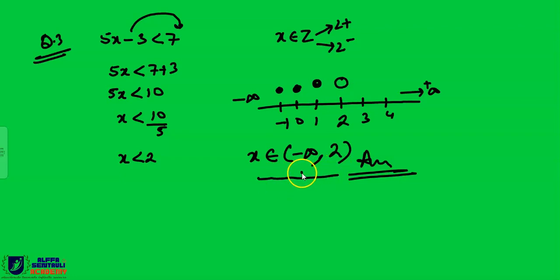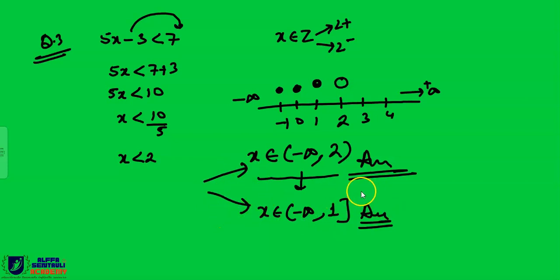This answer can be written in another form: x belongs to minus infinity to 1. Here I am including 1 in my solution. So you can write your answer in this way also. The meaning of both answers is the same.